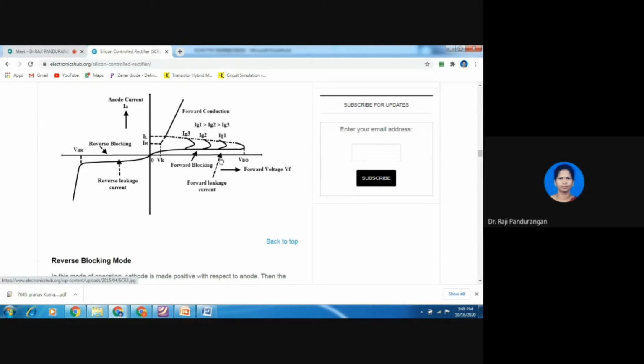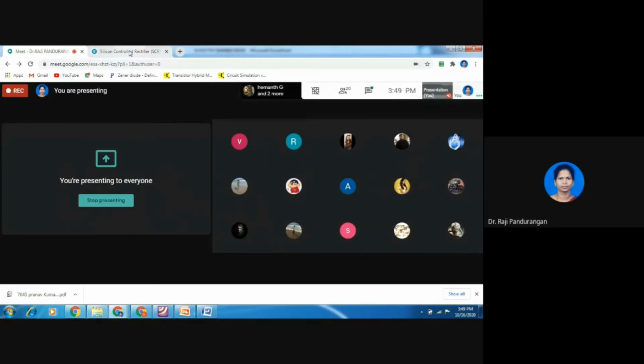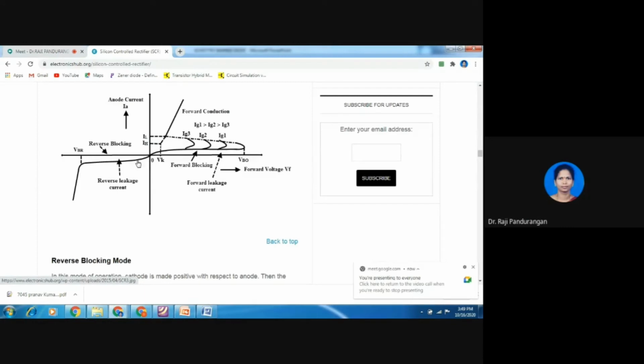So this point is taken as triggering. In reverse bias, as we observe in a PN junction diode, the same condition occurs here. This is called reverse blocking mode, and this is called forward blocking mode. And this point is taken as conduction mode. So there are three regions of operation: forward blocking mode, forward conduction mode, and reverse blocking mode. These are the three working operations.